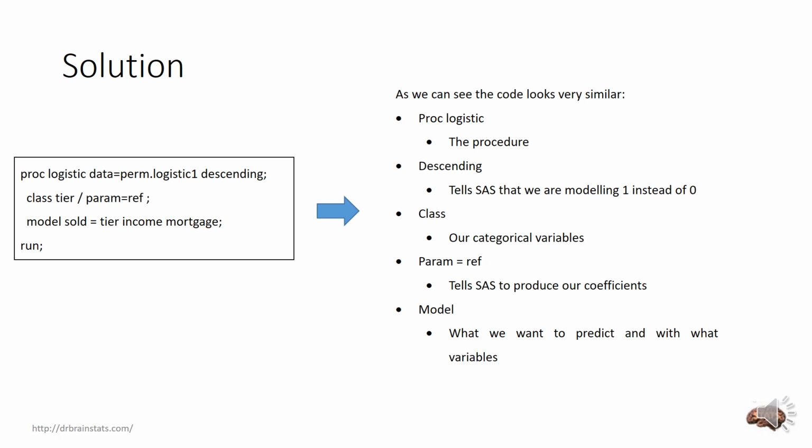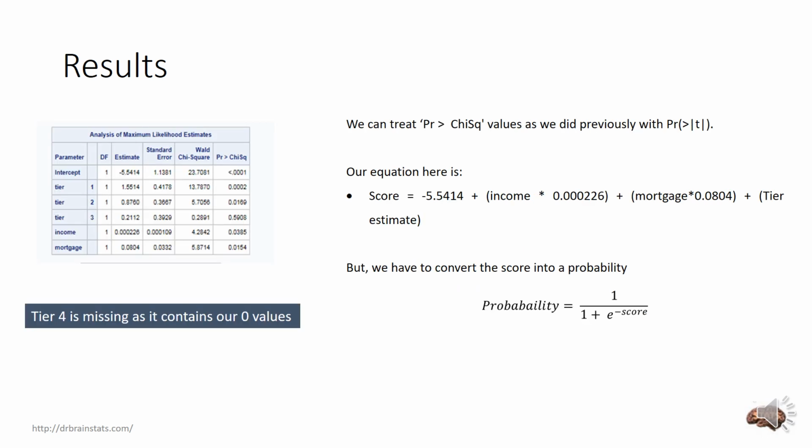As you can see, the code looks very similar. Our procedure is PROC LOGISTIC. Our data, perm.logistic1, but this time we've got an option called descending. This tells SAS that we're modeling 1s instead of 0s. Class, that's for our categorical variables. PARAM=REF tells SAS to produce our coefficients. And model statement, what we want to predict and with what variables. And these are our results.